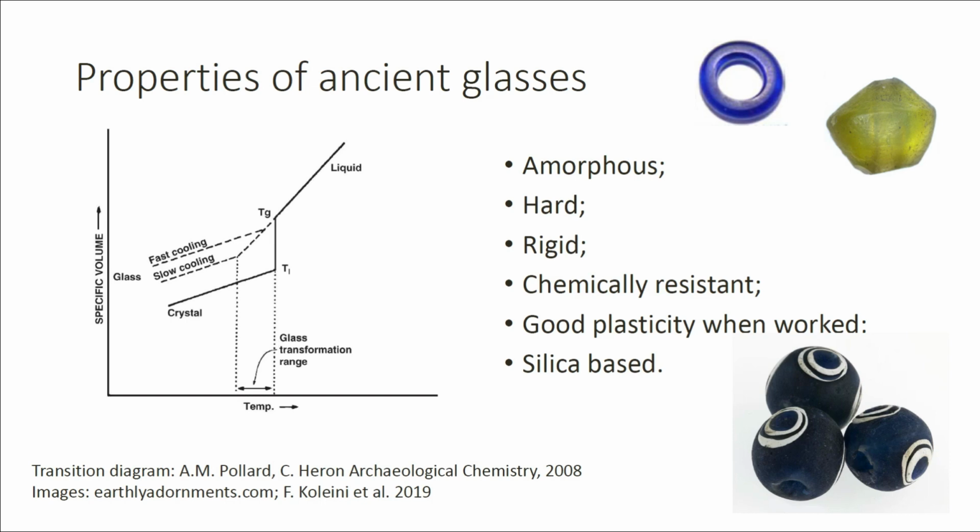The main property of the glass is amorphousness, lack of order between the atoms. Now, you can't say just by looking at it if it's amorphous or not. But there are other properties of vitreous materials. Glass is hard and rigid. Many vitreous materials have luster and are chemically resistant. A big part of objects is colored, other is transparent. They usually have good plasticity when worked, and if we are talking about archaeological ones, they are predominantly silica-based.